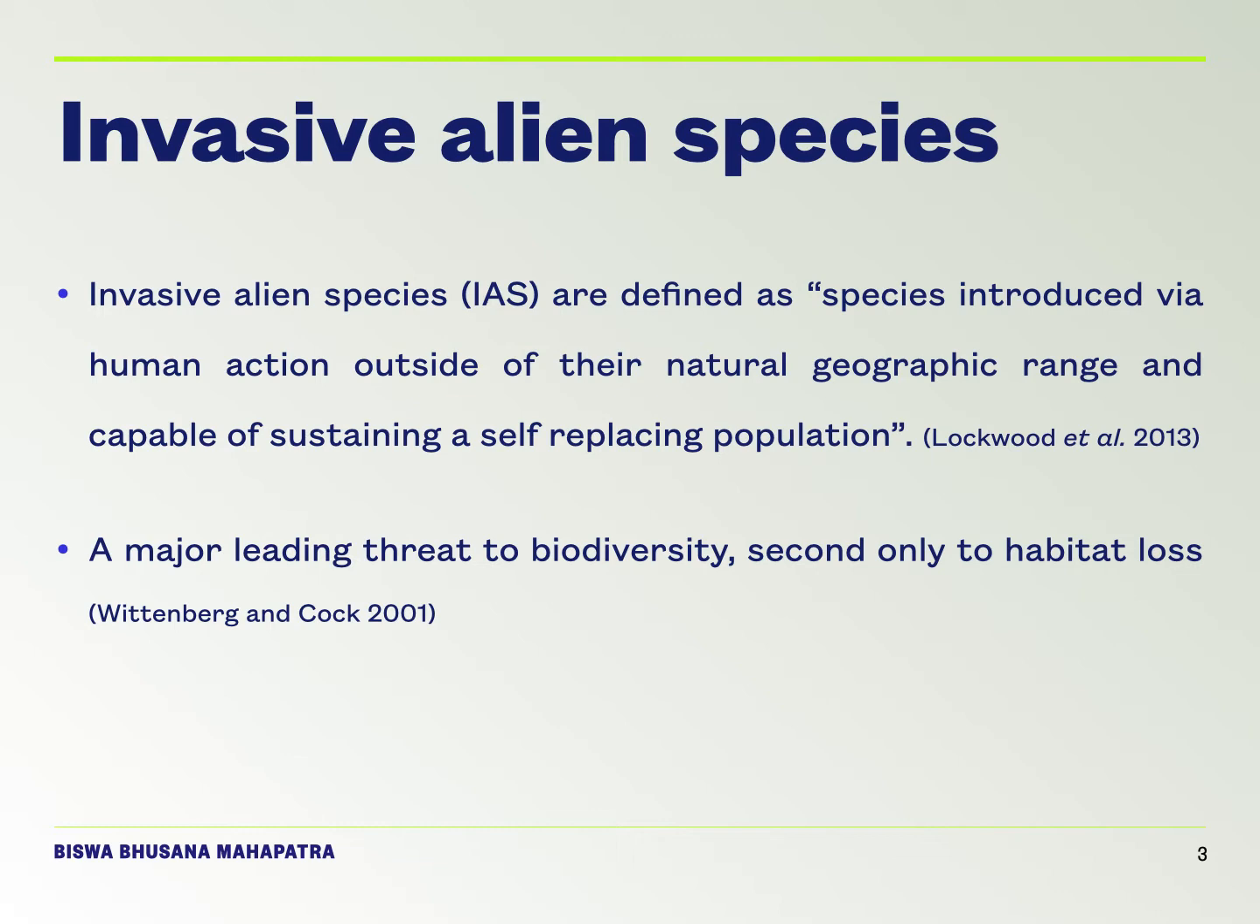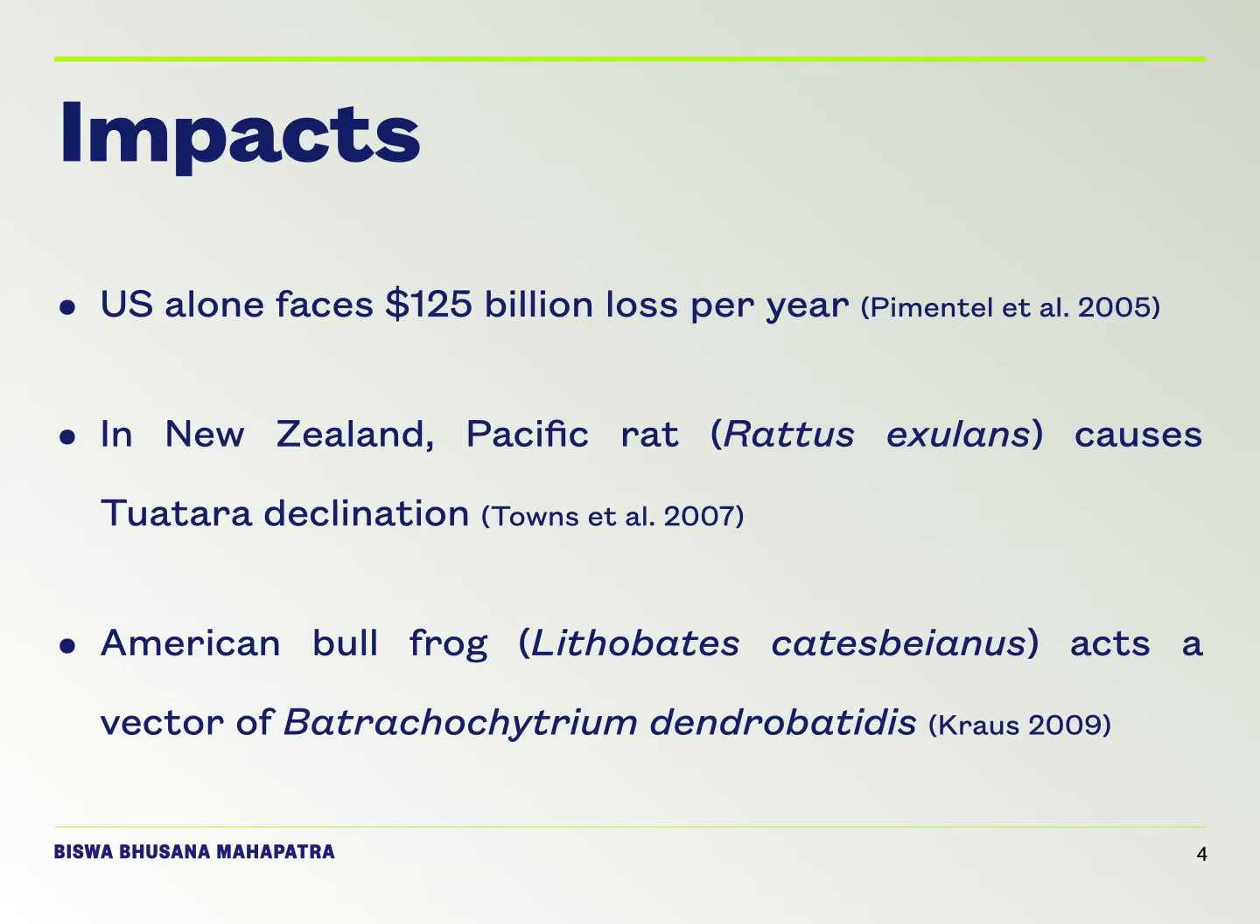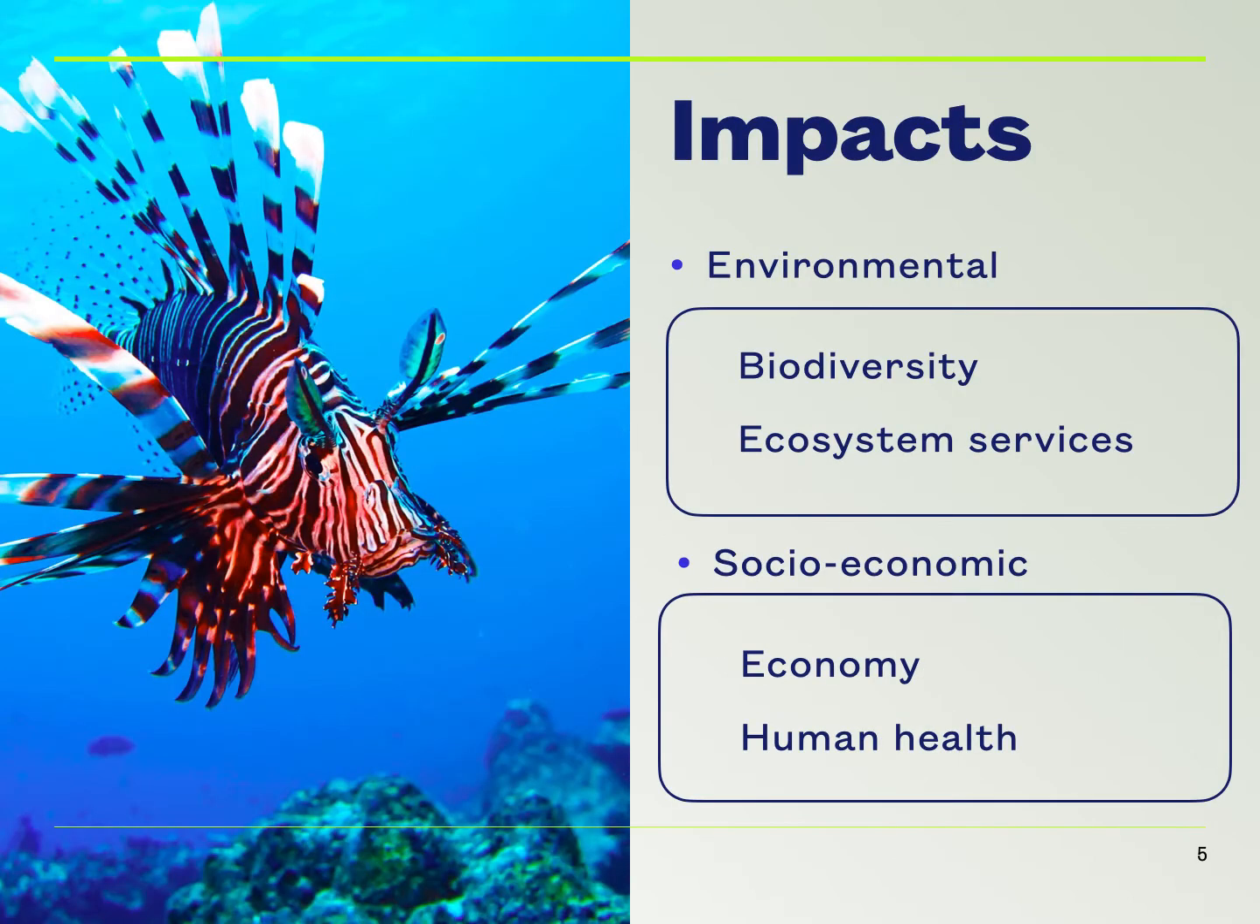Invasive species are also a major leading threat to biodiversity, second only to habitat loss. The US alone is facing a 125 billion dollar loss per year. In New Zealand, eradication of birds has been done by the Pacific rat. The American bullfrog acts as a vector of Batrachochytrium dendrobatidis, which causes a fungal disease called chytridiomycosis. Impacts by invasive species can be categorized into environmental and socioeconomic.